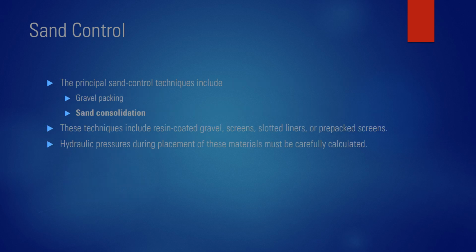The principal sand control techniques include gravel packing and sand consolidation. These techniques include resin-coated gravel, screens, slotted liners, or pre-packed screens. Hydraulic pressures during placement of these materials must be carefully calculated to avoid accidentally fracturing.